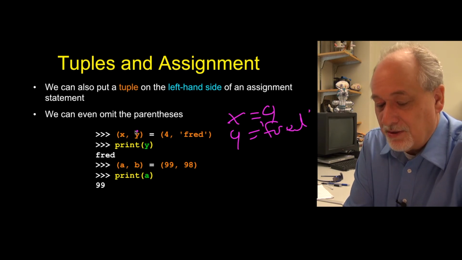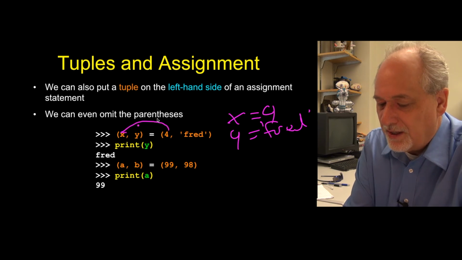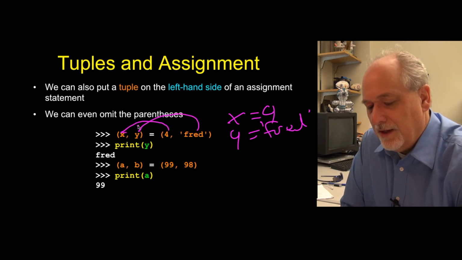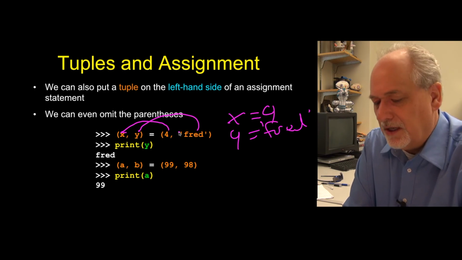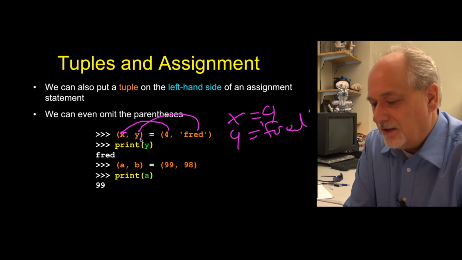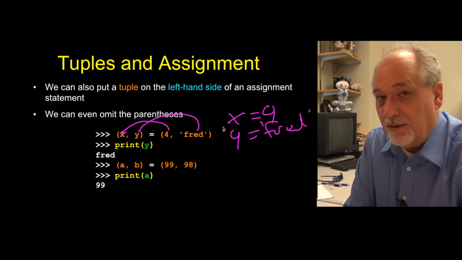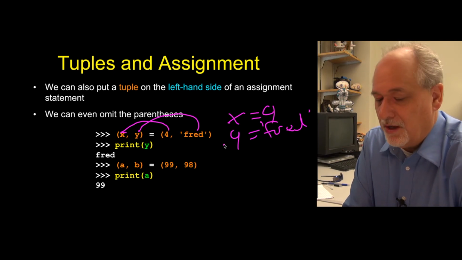So what happens is you can put a tuple on the far side of an assignment statement, and the 4 goes to x, and the Fred goes to y. And you say, what's in y? Well, y is indeed Fred. And so this is like 2 assignment statements. Now, the way I've got this syntax, I would probably do 2 separate statements, just not to show off that I know how to do tuples.